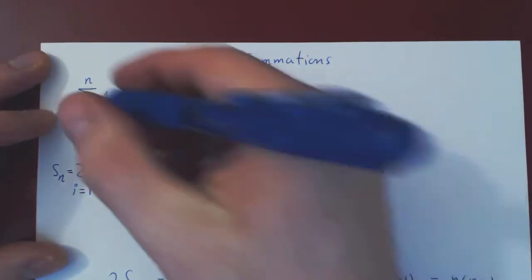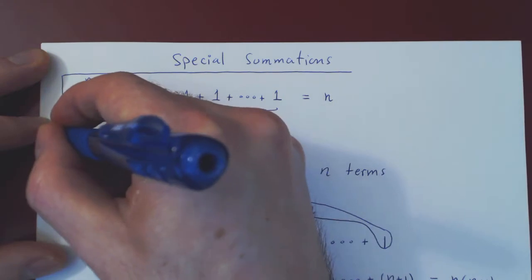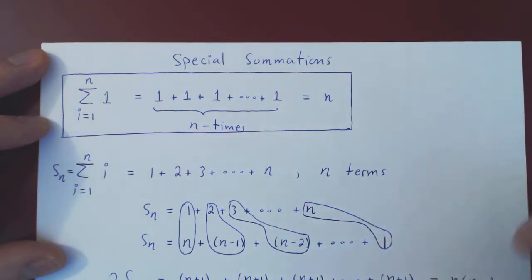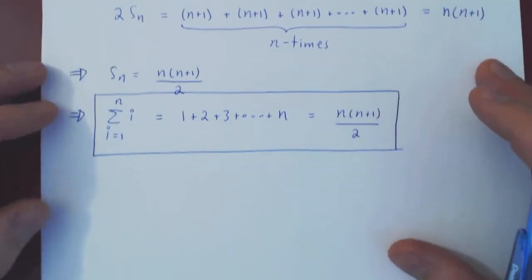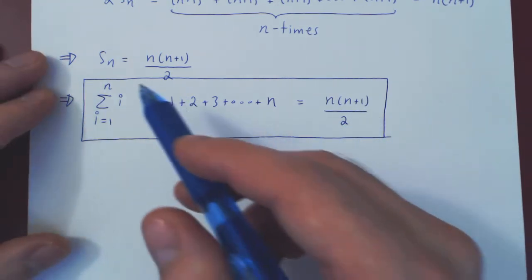Let me just go back up and put this one also in a rectangular box. Although this one is very, very simple. If you add 1 n times, you get n. That's it. This one now is really interesting because think of why this equality is so neat.